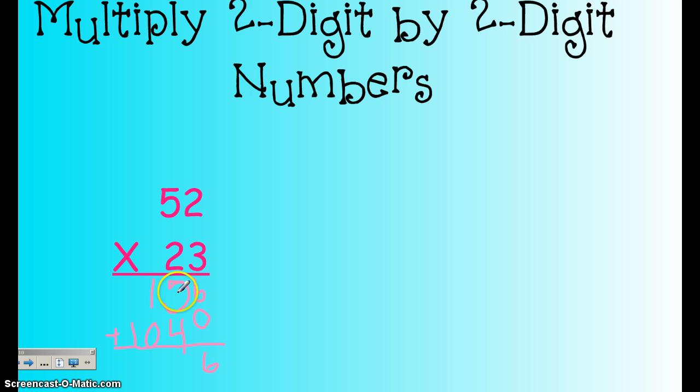That's my crazy looking 5. 5 plus 4 is 9. 1 plus 0 is 1. 0 plus 1 is 1. So my product, 1,196.